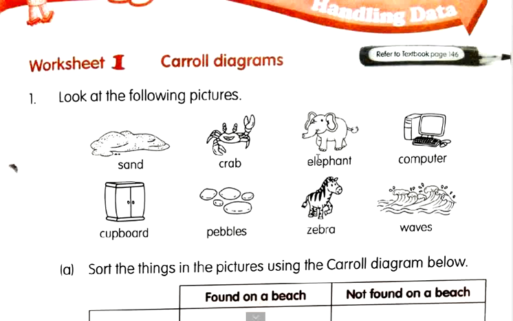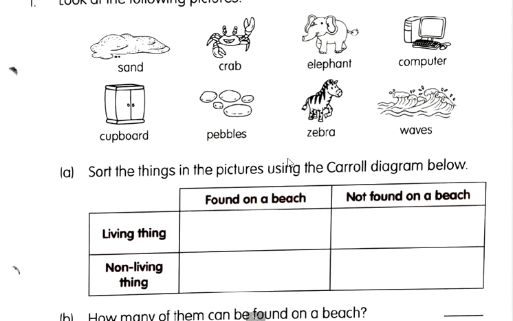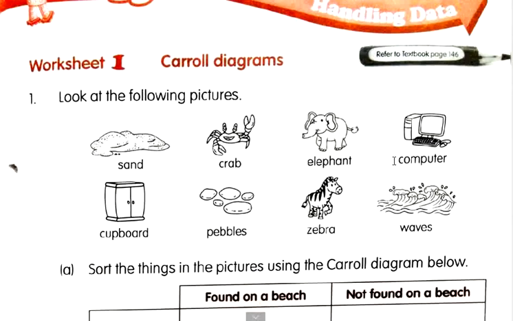There are 8 pictures given, and then look at question A. Sort the things in the pictures using the Carroll diagram below. Okay, so in this worksheet 1, we will learn about Carroll diagrams.